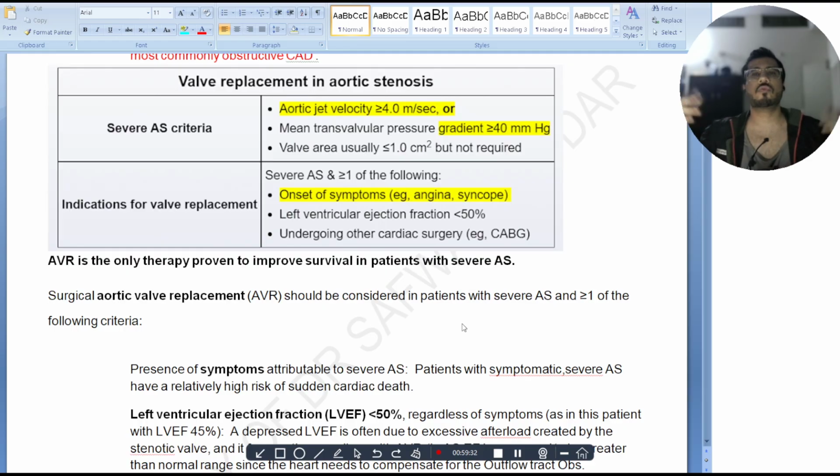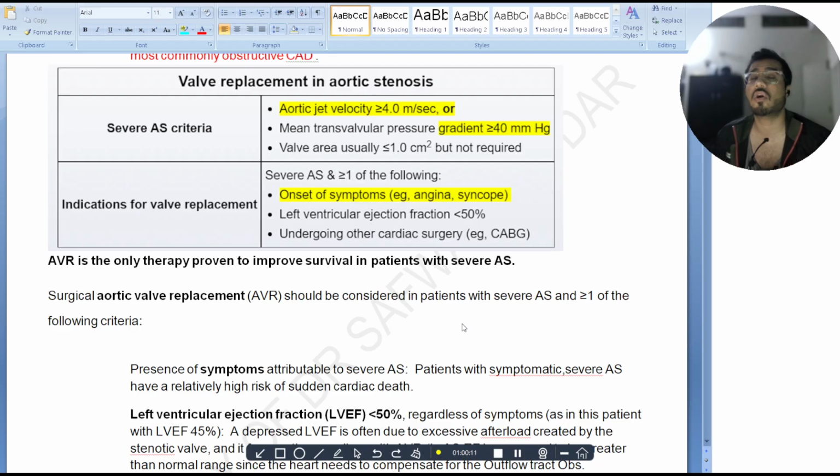So now if you form a combination, it's really easy. Patient has a transvalvular pressure gradient of 40 or greater than 40, and the patient is complaining he just fainted 2 times in the past month. You go for a replacement. Or the patient says he has pain in the chest sometimes. You go for a replacement. And if you do an echo and you see that the ejection fraction is 45, you go for a replacement. The ejection fraction is 40, you go for a replacement. The ejection fraction is 50, you don't go for a replacement, and no symptoms.